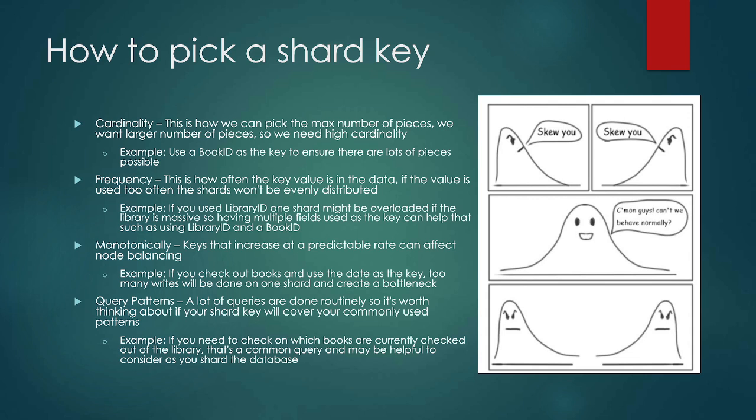Okay, query patterns. A lot of queries are actually done routinely. So if you think about that, you want to think about how you can take advantage of that for the key. So if you know a query is done routinely, then your shard key probably wants to cover some of those patterns. So let's say for the library, if we needed to check on which books are currently checked out, that's really common. So maybe we would want to consider that as part of what we would want to use as our shard key so that we could access it quickly. Because if it's all together, let's say on one node or two nodes, that's going to be a lot easier to find than if it's spread out across all of our, you know, 100 nodes.